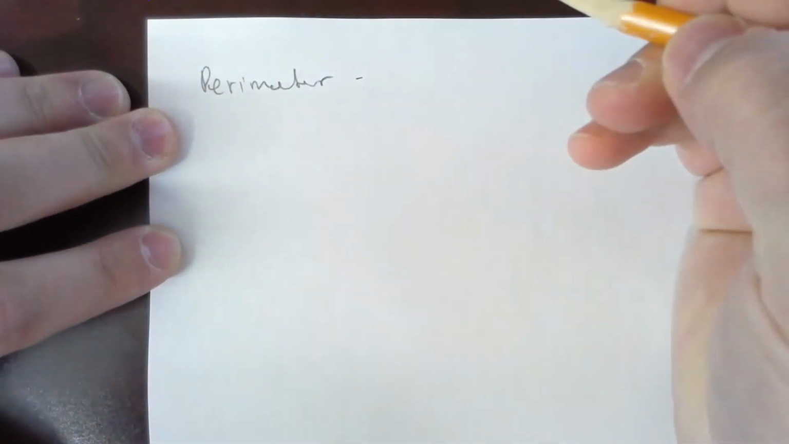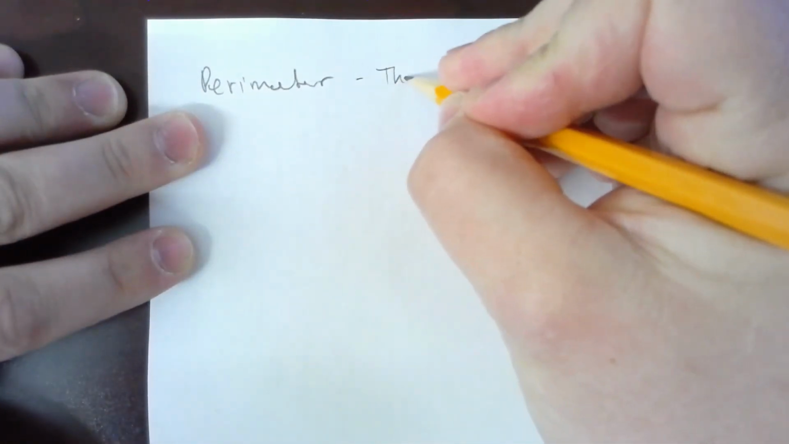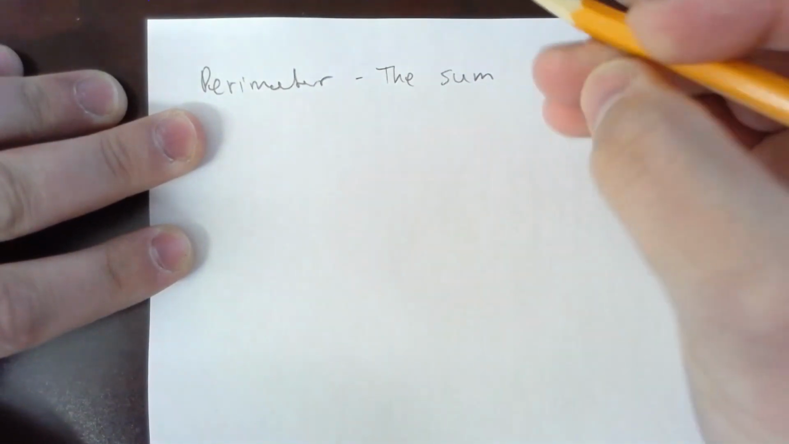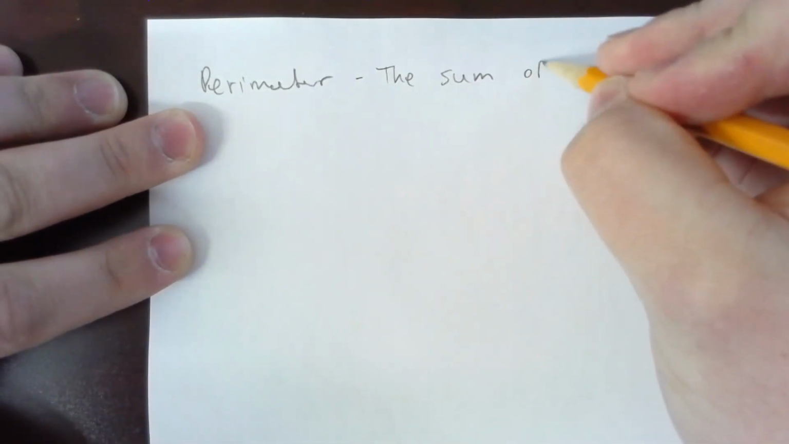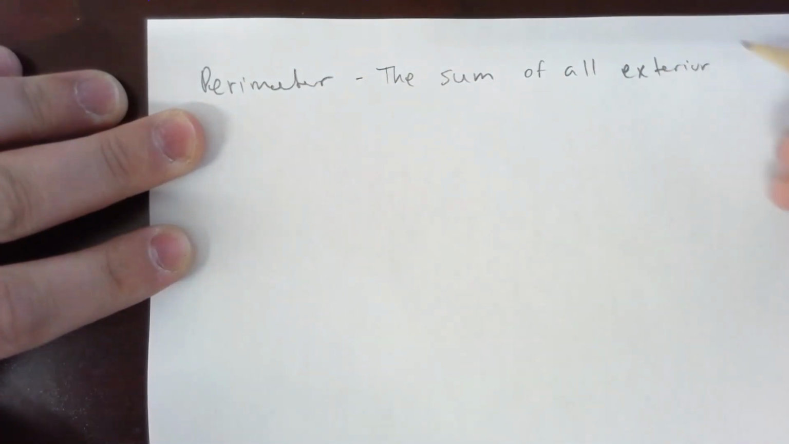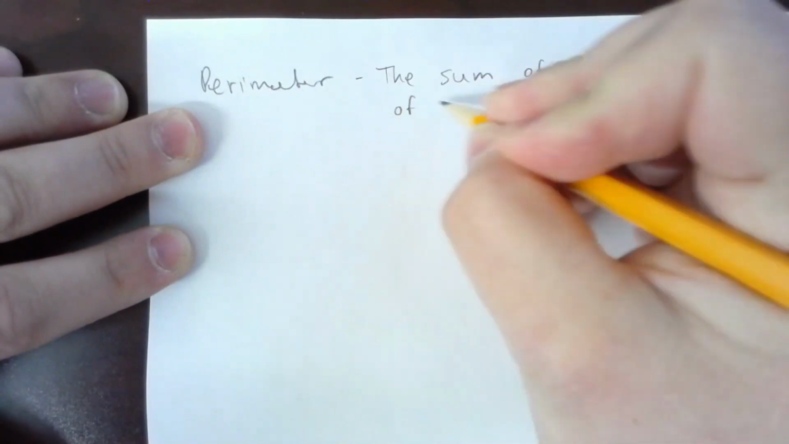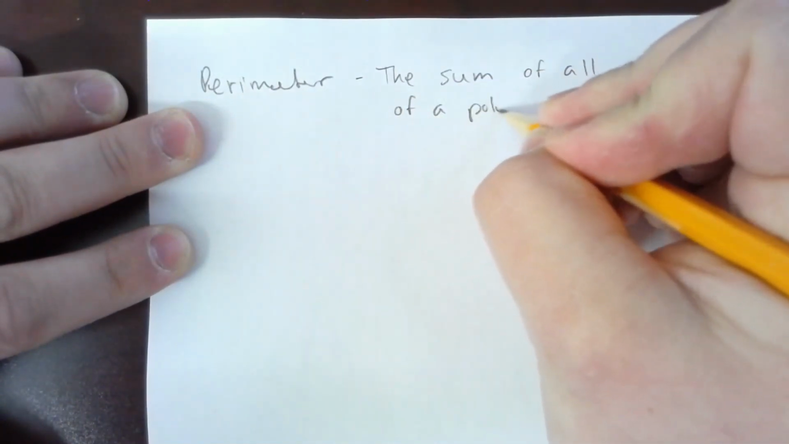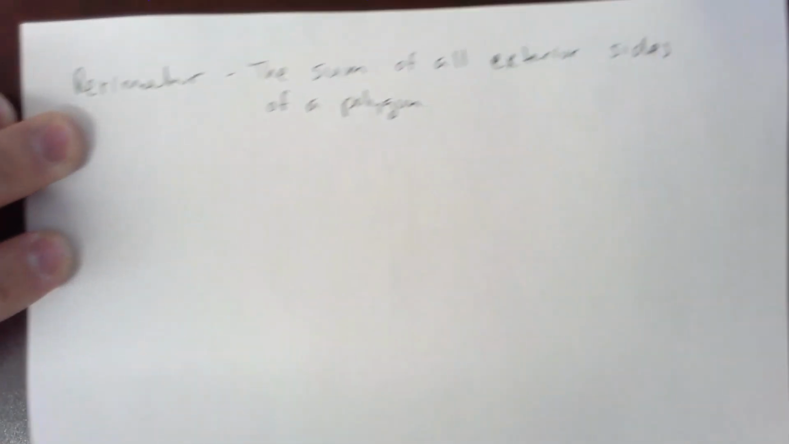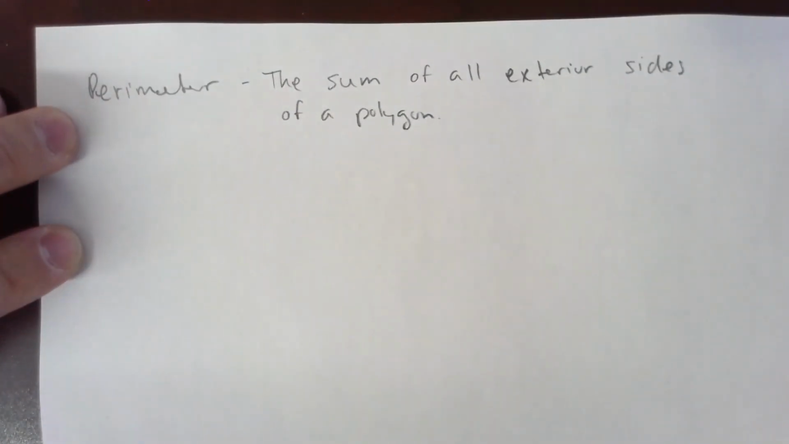and the perimeter of a shape is the sum. Since we say sum, it means we're adding up the sum of all exterior sides of a polygon. So that's what we're going to be doing: the sum of all the exterior sides of the polygon. So we've got to add all those sides up.